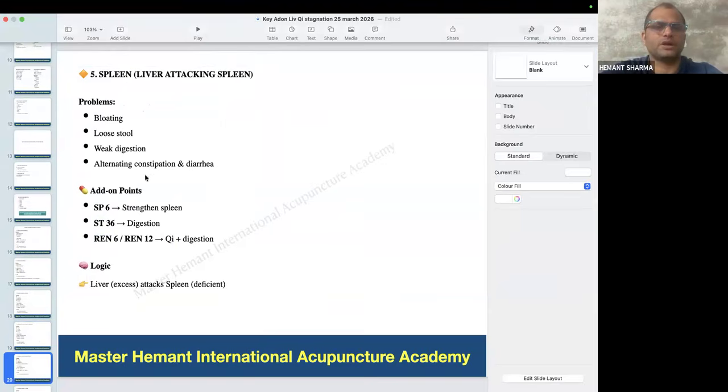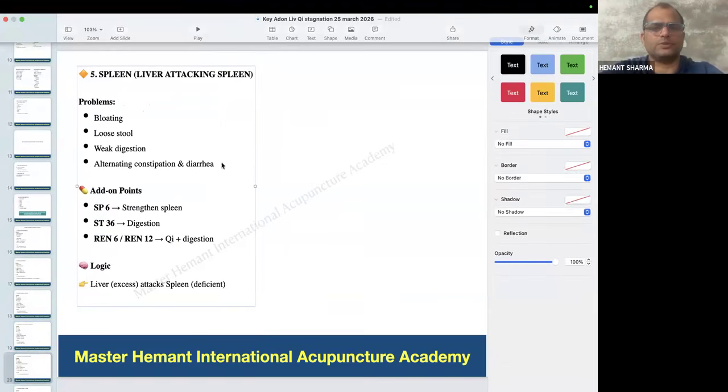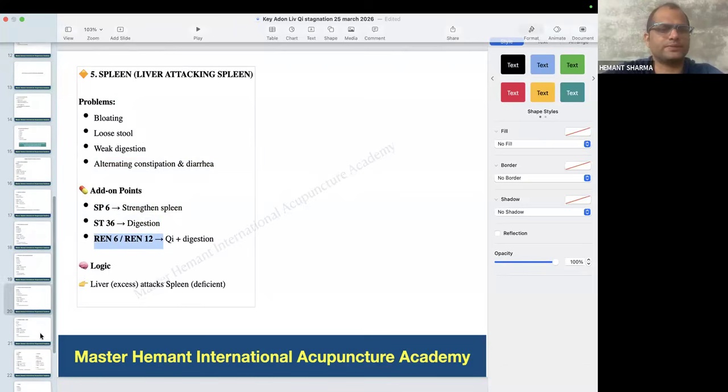Spleen. When the liver attacks the spleen, the person sometimes has constipation, sometimes diarrhea, bloating, loose stool. So first the formula of liver chi stagnation, then strengthen the spleen by spleen 6, stomach 36, and RAN 6, RAN 12 or CB6, CB12. ये सारे add-on points हैं.